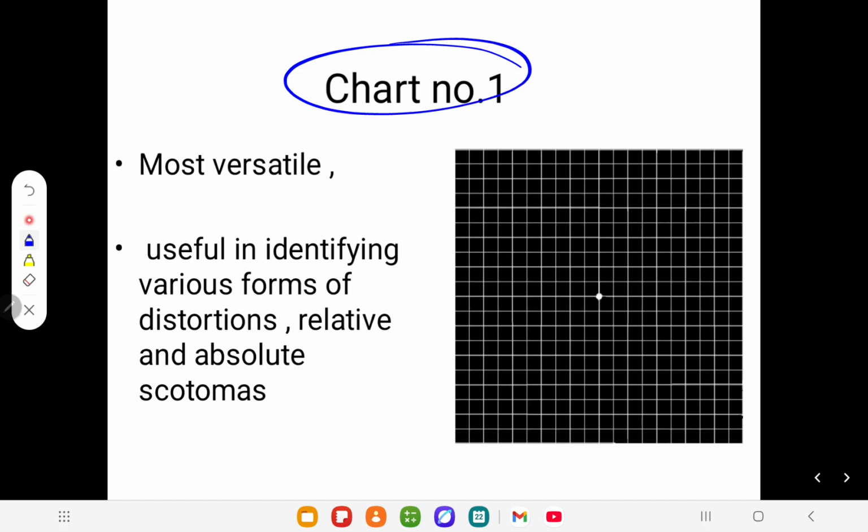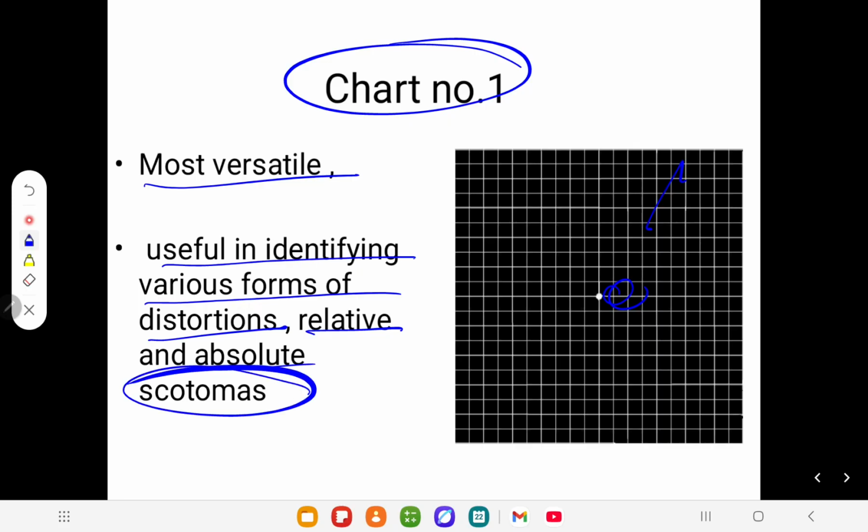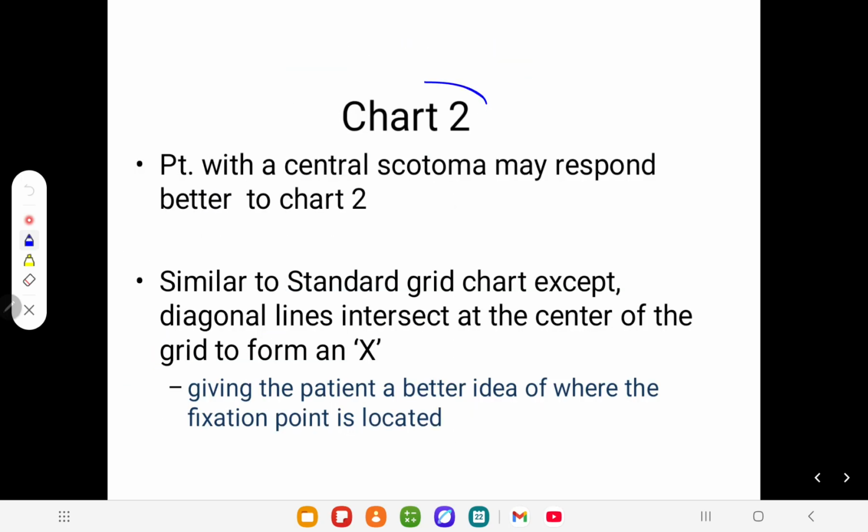So this is the chart. The background is black and the lines are white. It is the most versatile, used for identifying various forms of distortion in the visual field, and relative and absolute scotoma. As we have already discussed, absolute means pitch black dark, and relative means not pitch black dark, with respect to the seeing area. Chart 2: what is the difference between chart 1 and chart 2?